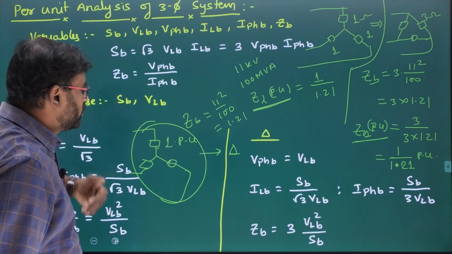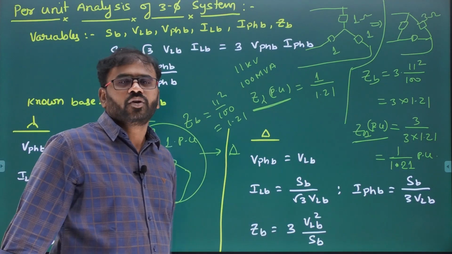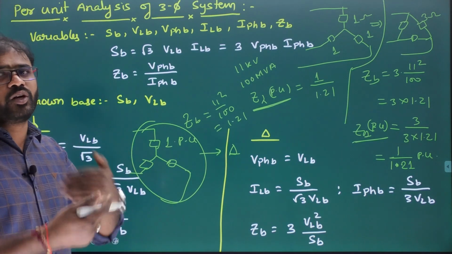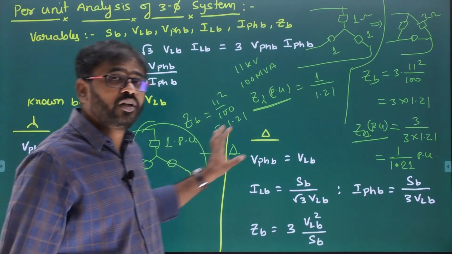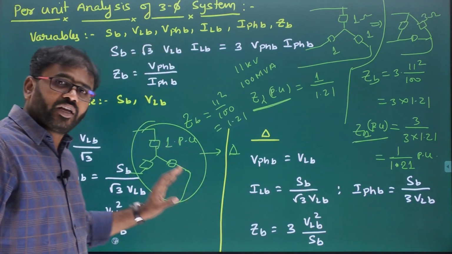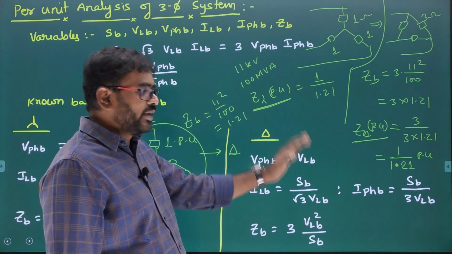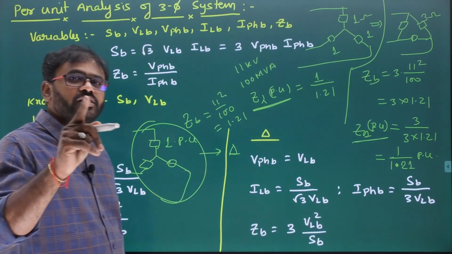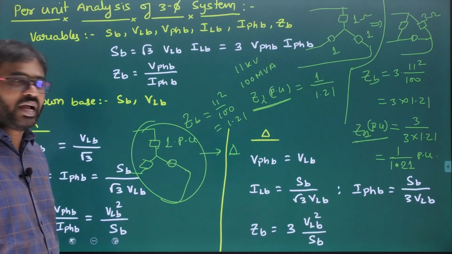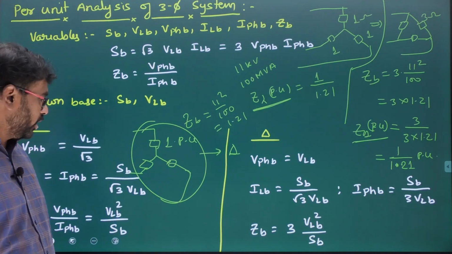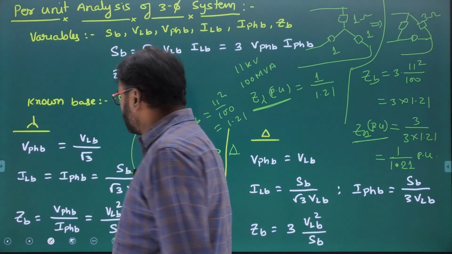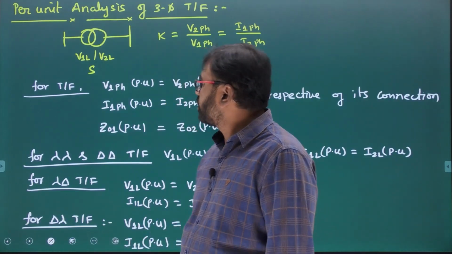That means when you convert star to delta, the per unit impedances will not change. I am saying 3-phase star to 3-phase delta. When you convert 3-phase star connection to 3-phase delta connection, the per unit impedances will remain the same. That you need to accept. Okay, clear? Now we go for the per unit analysis of 3-phase transformer.